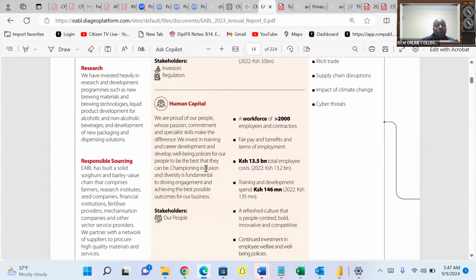So human capital, we're proud of our people whose passion, commitment, and specialist skills make the difference. We invest in training and career development and develop well-being policies for our people to be the best that they can be. Championing inclusion and diversity is fundamental to driving engagement and achieving the best possible outcomes for our business.